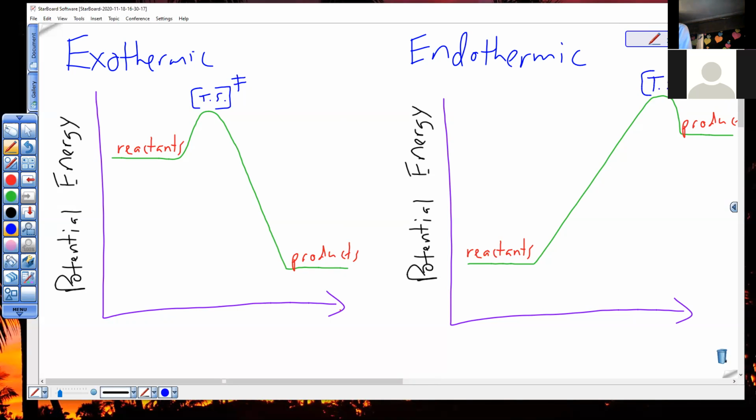Transition state over here. Now, just for motivation, we're going to call this an early transition state, and this one a late transition state. You have no idea why.